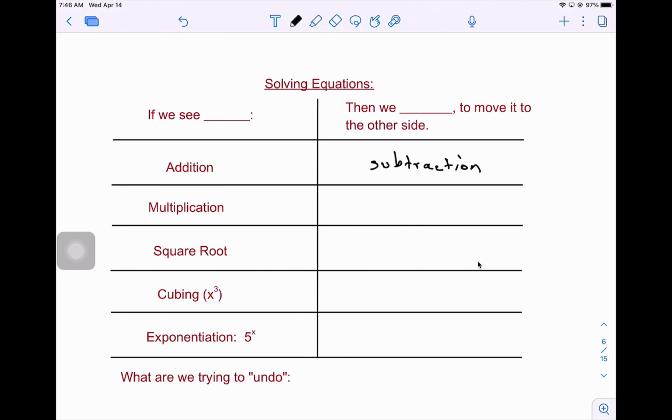So if you've got addition in the equation, you use subtraction, the inverse operation, to solve. If multiplication is in the equation, what do you do to solve? What's the opposite? Division. Okay, so we've got division here. If you've got a square root in an equation, how do you get rid of a square root? What's the opposite? We square it. Okay. What if you've got cubing something in the equation? How do you get rid of something cubed? Cube root. Yep.